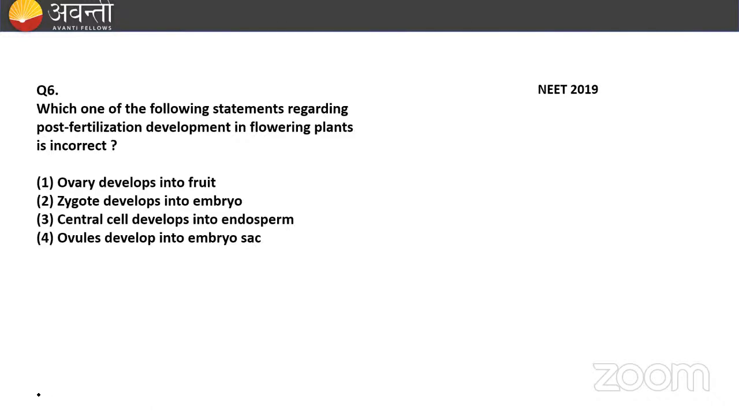Now moving to next question. Question number 6 says, which one of the following statements regarding the post-fertilization development in flowering plants is incorrect? Okay, remember they're asking about the incorrect. Option 1 says ovary develops into fruit. Option 2 says zygote develops into embryo. Option 3, central cell develops into endosperm. And option 4 is ovule develops into embryo sac. This question came in NEET 2019. They're asking about the incorrect.